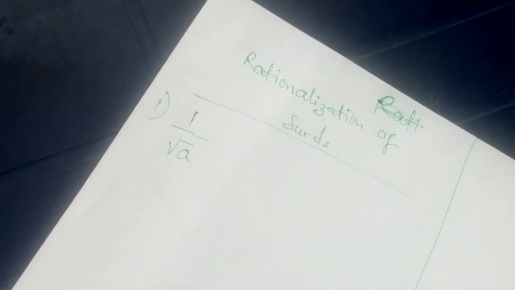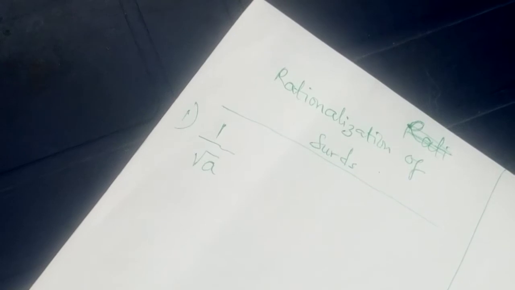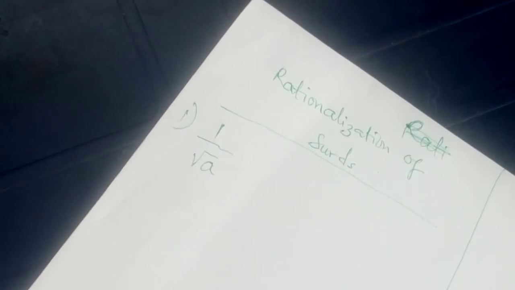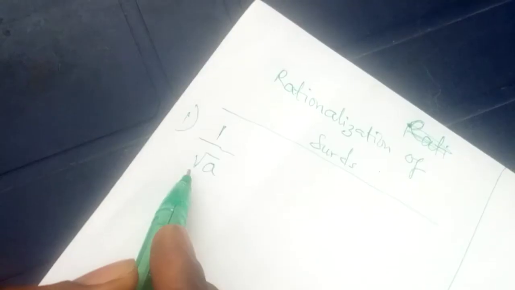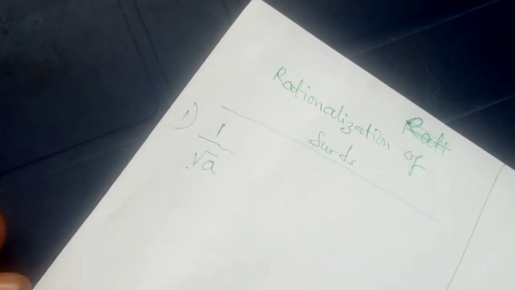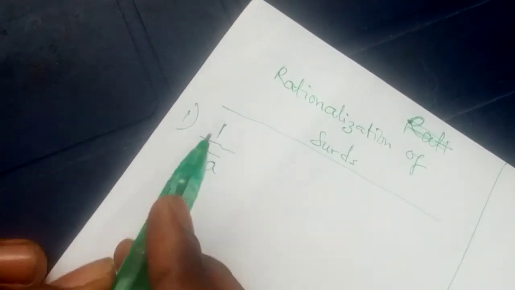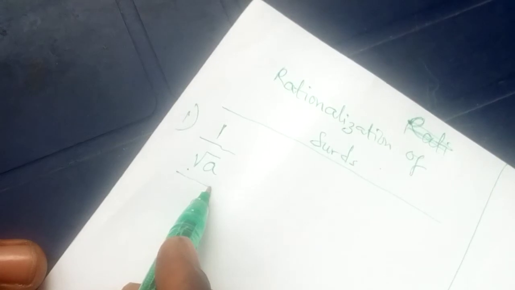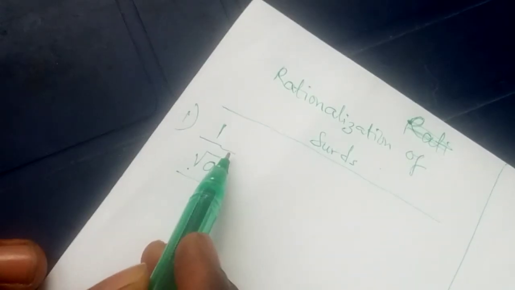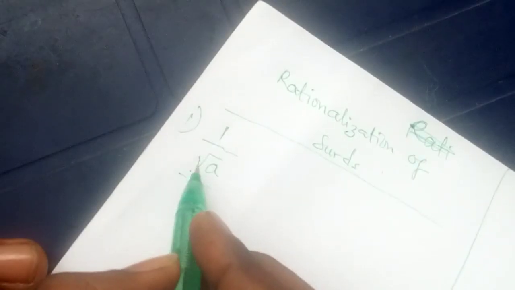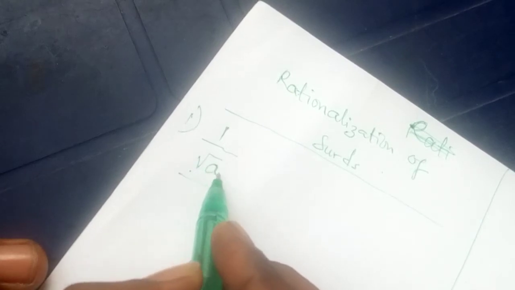Hello students, today we want to talk about rationalization of surd. How do we rationalize a surd of this form? I'm going to teach you a very simple technique that you can always use and it will always work for you. When you find a surd of this form, the first thing you do is to take this root of A.